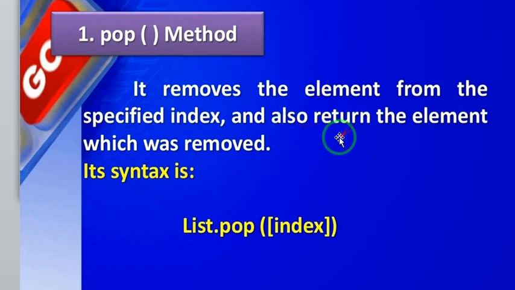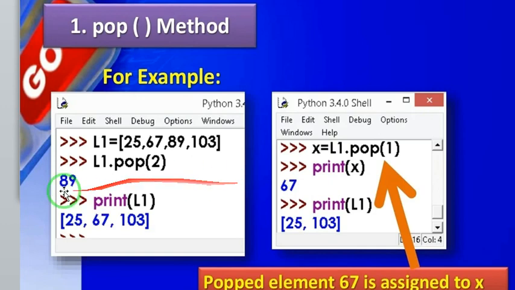What pop basically does is it removes the element at a specific index of the list and also returns that element. Let's say L1 dot pop 2, 0 1 2, so it pops 89, so it prints 89. And then we print the new list after the element gets removed, which is these three.